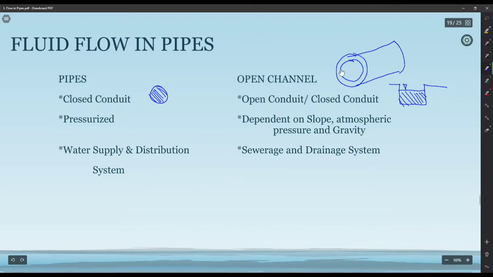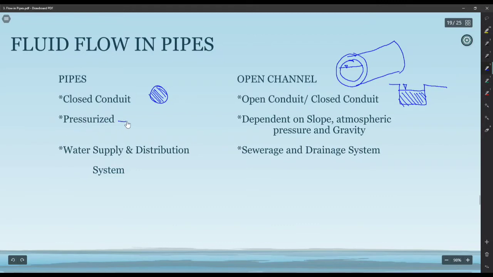Okay. So, tandaan nyo na lang na kapag pipe, unlike dito sa open channel, pipe na closed conduit siya or fully basa yung kanyang perimeter. So, dito sa mga open channel, merong portion na hindi basa or ito is merong air. Okay? So, next, pressurized. So, for pipe, this is pressurized.